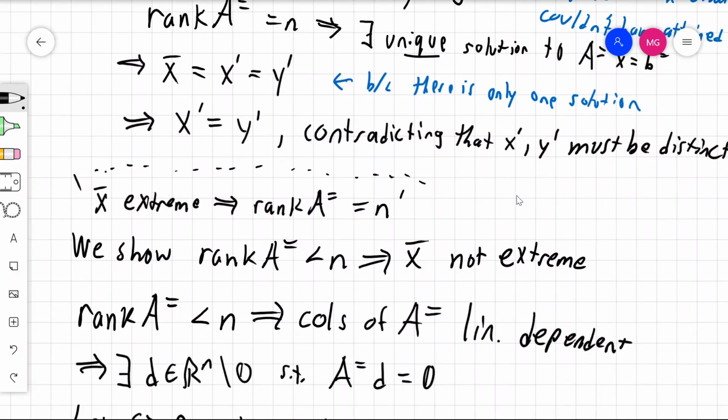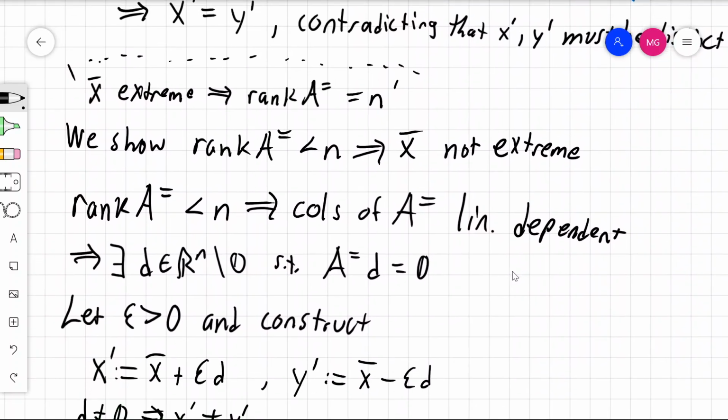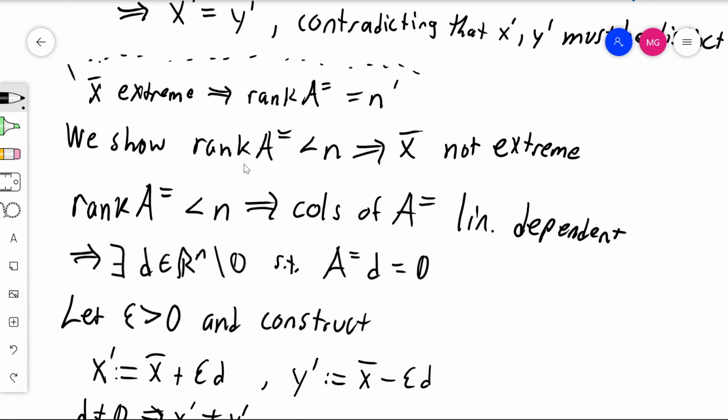So that's the other direction here. If x bar is extreme, then the rank is n. So we're actually going to show the contrapositive of that, which is equivalent. If the rank of A equality is strictly less than n, then we're going to show that x bar is not extreme. Remember, the rank of A equality is at most n because there's n columns of A equality, so it couldn't have been more than n. If it's not equal to n, it has to be less than n. Okay, so this is what we'll show then.